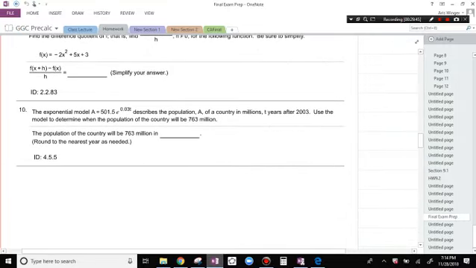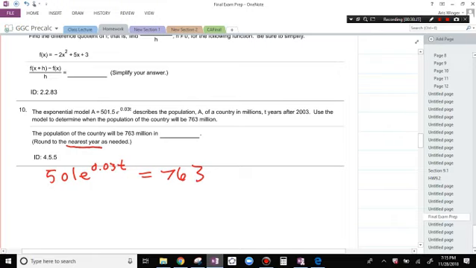All right, so exponential stuff. There's the exponential model A equals 501.5 e to the 0.03t, which describes the population in millions t years after 2003. When is this going to be 763 million? I remember that question. The one on the college algebra exam is almost exactly the same. Here again is where you'll need a calculator.